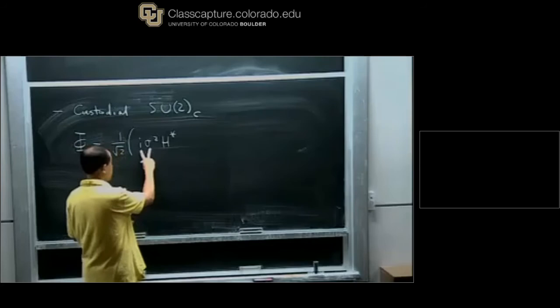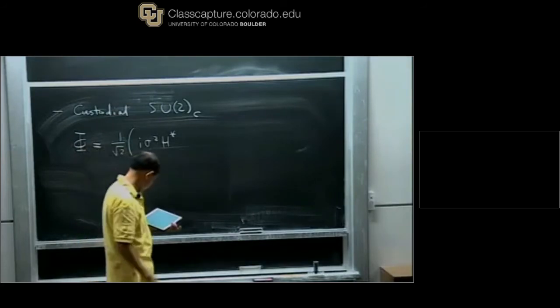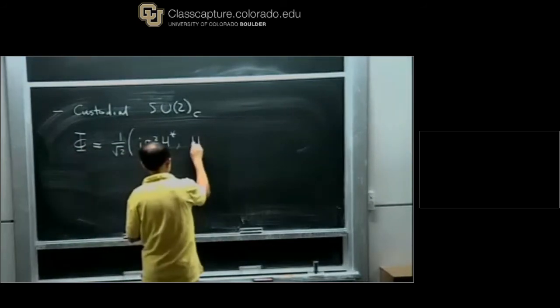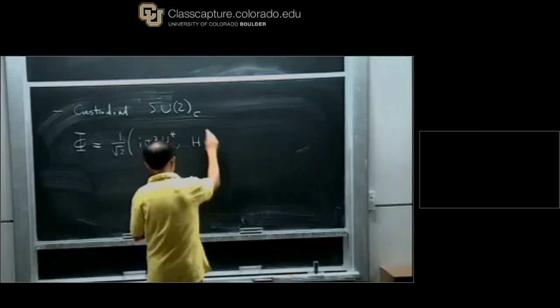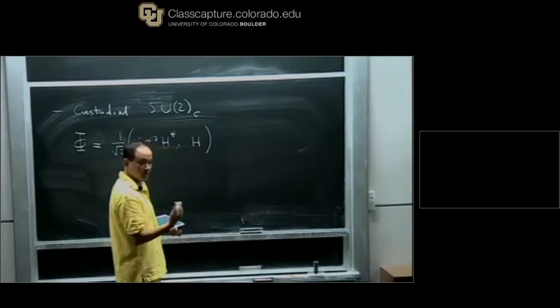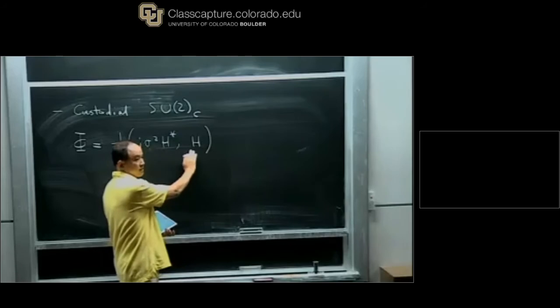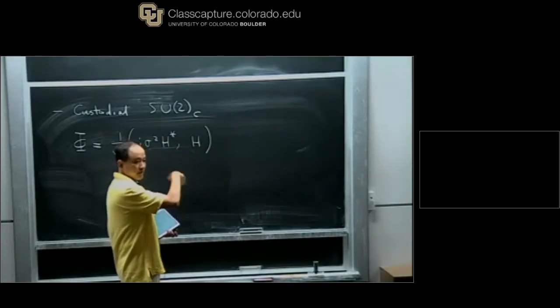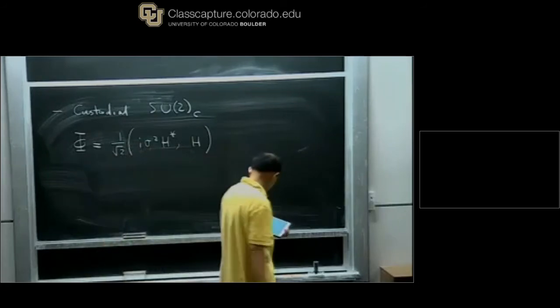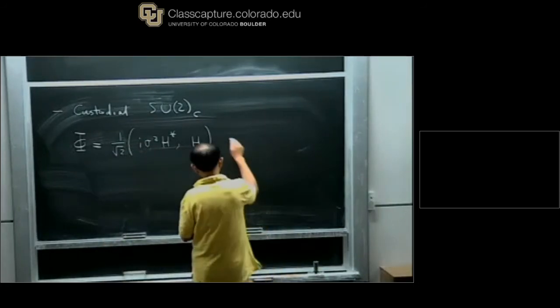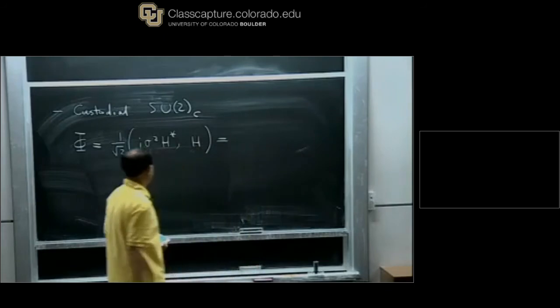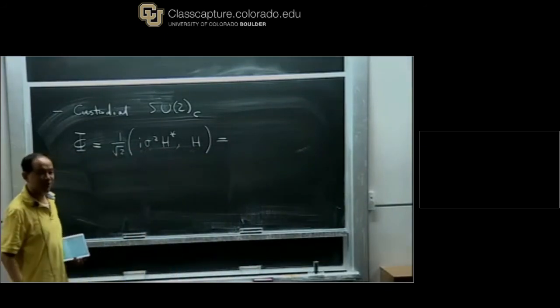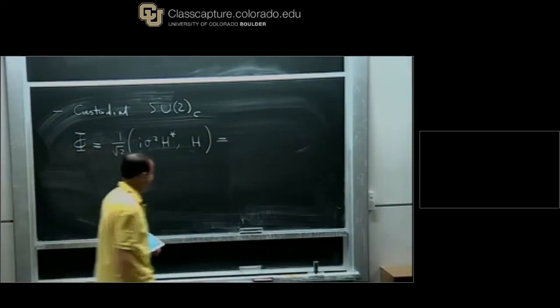This is basically the anti-symmetric tensor. SU2 wise, this is a doublet, this is also a doublet, okay? Because SU2 is pseudo real, and they have a different hypercharge, a different U1 charge. But that's not what we're going to focus on, okay? So I will write it like this.